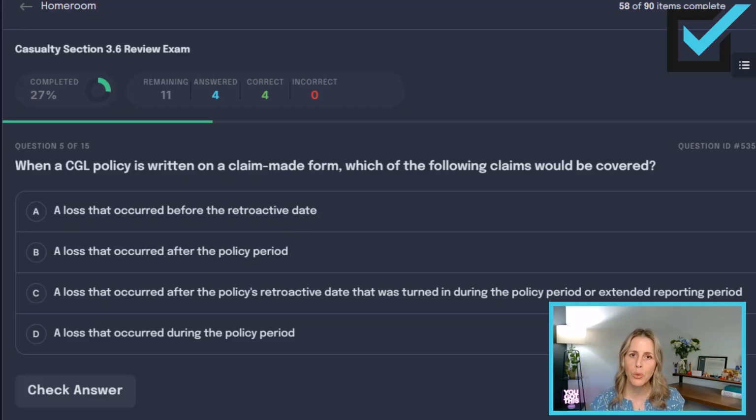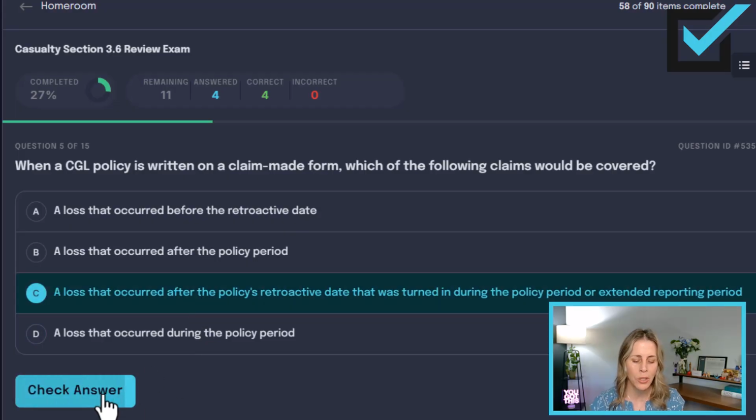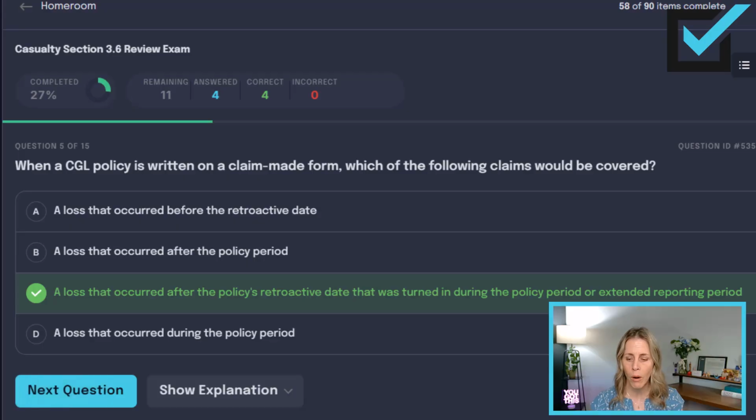So really the trigger for coverage is different between an occurrence form and a claims-made form. Occurrence form simply needs to have the loss occur during the policy period. When it is a claims-made form, not only must the loss have occurred during the policy period, but it also must have been turned in during the policy period or during the extended reporting period. So the retroactive date is the earliest date that coverage will apply.